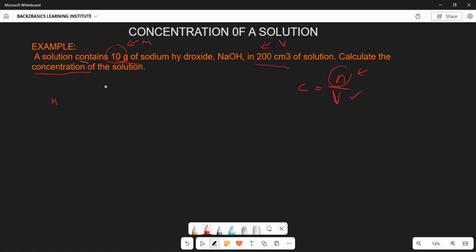Your moles of sodium hydroxide are going to be given by the mass over the molar mass. And you already have this, because you are given 10 grams; the solution contains 10 grams of sodium hydroxide. So we are going to say this is going to be 10 over, now what is the molar mass of NaOH? What we are going to do is work out the mass of your sodium.